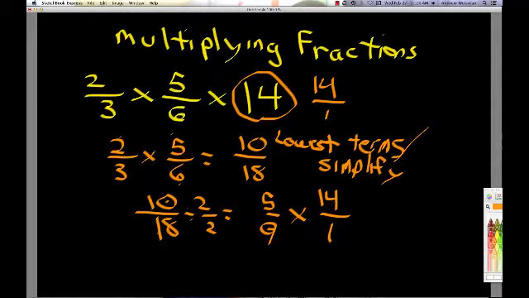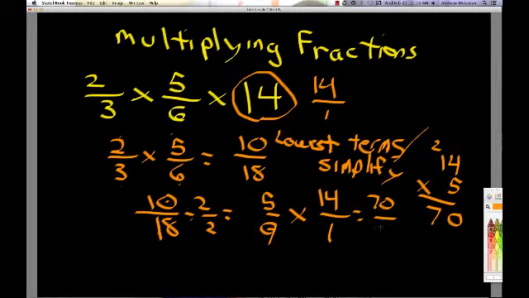So 5 times 14, okay, so that's not something that we can do in our heads all the time, so we can do it like this. 5 times 4 is 20. Bring the 2 over here. 5 times 1 is 5, plus 2 is 7. So we get 70 over 9.